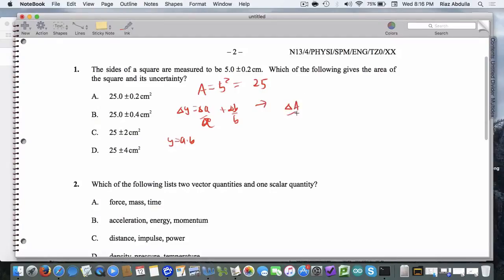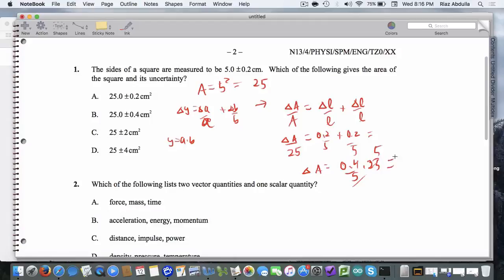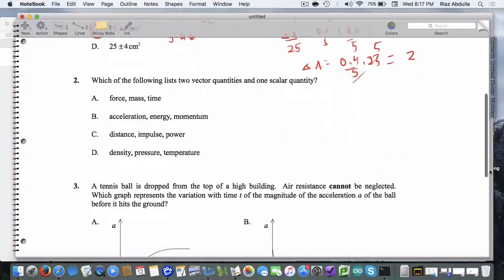So we have the error in the area divided by the area is going to be delta length of one side over length of the side, plus delta length over length of the side. So we're going to end up getting delta A over 25 equals 0.2 over 5 plus 0.2 over 5, which ends up being delta A is 0.4 over 5 times 25. We simplify that, and that works out to 2 centimeters. So the choice that matches is 25 plus or minus 2 centimeters.